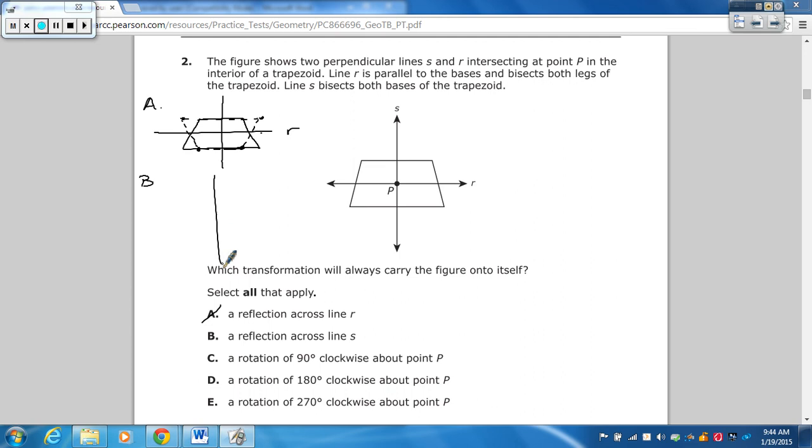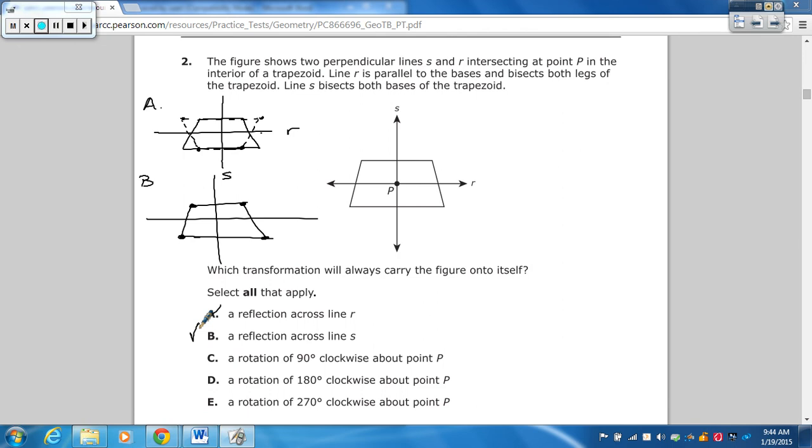For letter B, we're going to reflect across line S. All right, so here's what we have. Equal but in the opposite, so that point goes there. Equal but in the opposite, that point goes there. Equal but in the opposite, that point goes there. Equal but in the opposite, that point goes there. As you can see, if I connect all 4 of those points, they are mapping right back onto the original image. So letter B is one of the answers for this problem. Again, it's a select all that apply. Make sure you work through all parts of the problem.